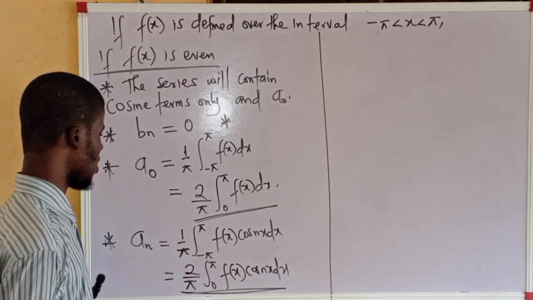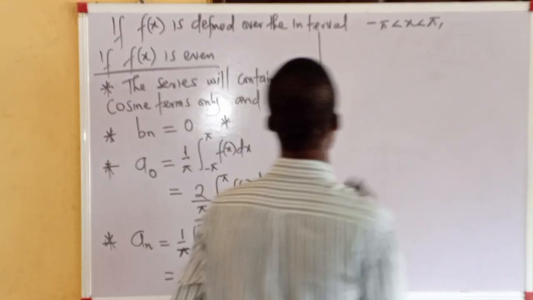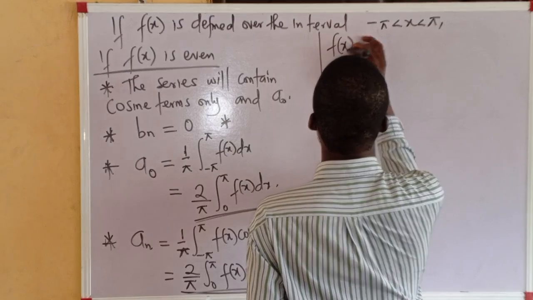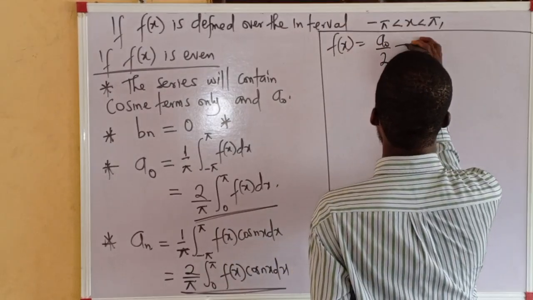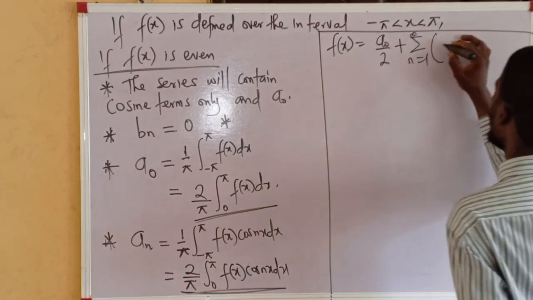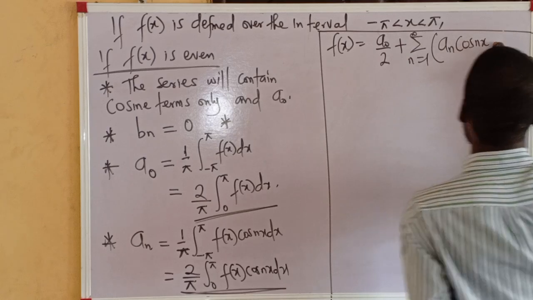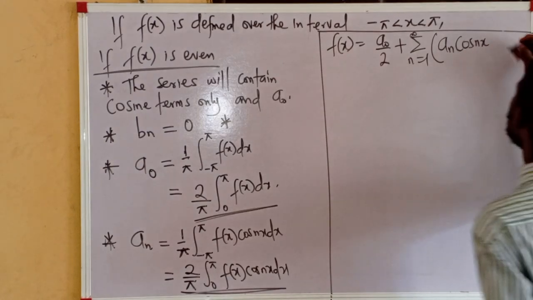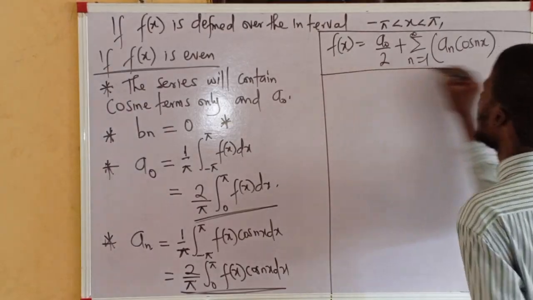So, what will be the Fourier series of an even function? The Fourier series will be this: f of x be equal to a naught over 2 plus the summation from n equal to 1 to infinity of a sub n cos nx. Remember, b sub n is 0, so we don't need it. This is for even function.